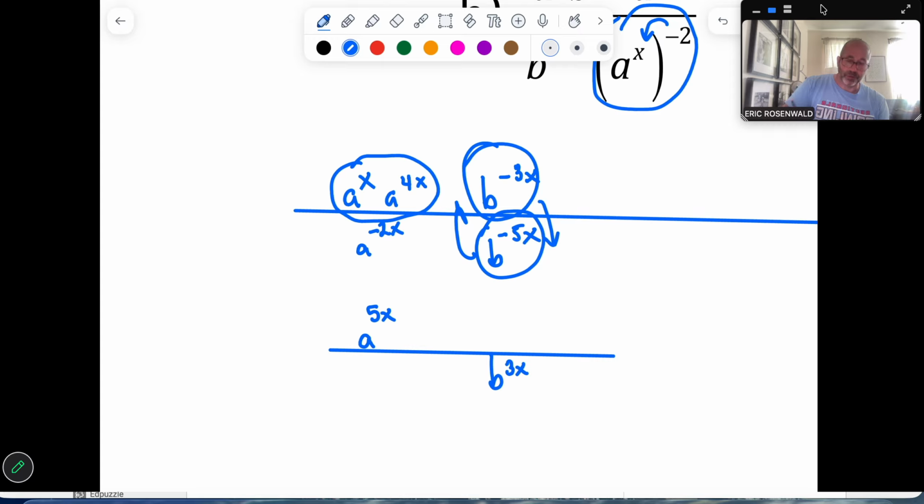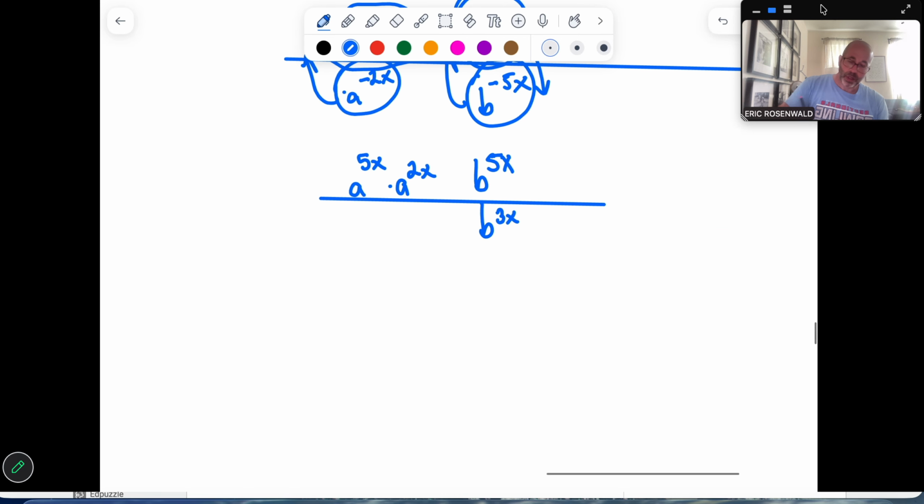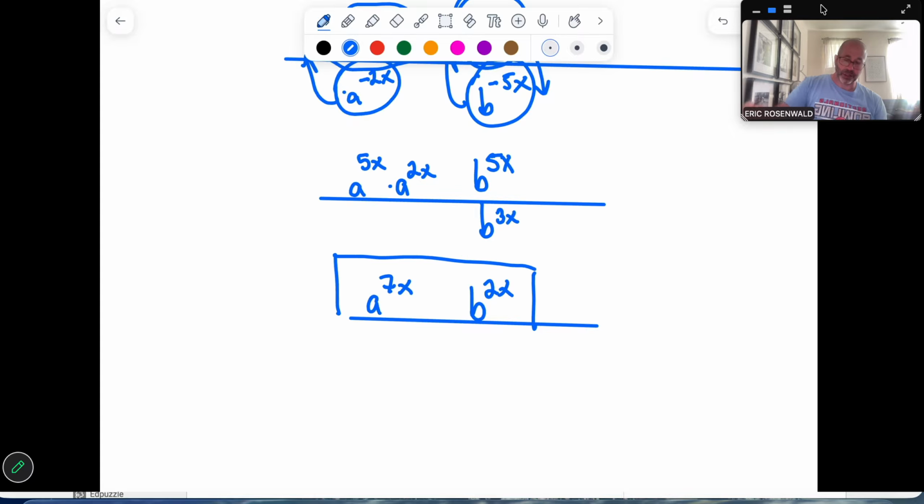This negative exponent will move up. It becomes positive, or b to the positive 5x. This is also going to move up because it's a negative exponent, and it's going to be a to the 2x. All right, let's finish up here. A to the 5x, a to the 2x, that's a to the 7x. B to the 5x and b to the 3x, they're going to subtract and leave us b to the 2x. And you are done.